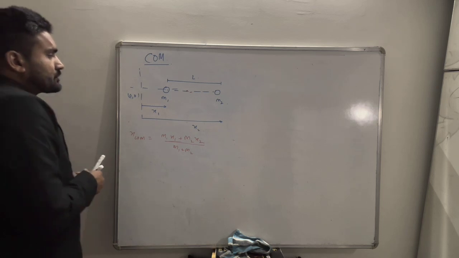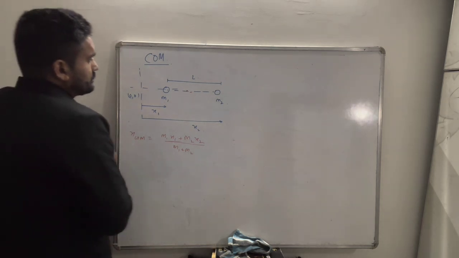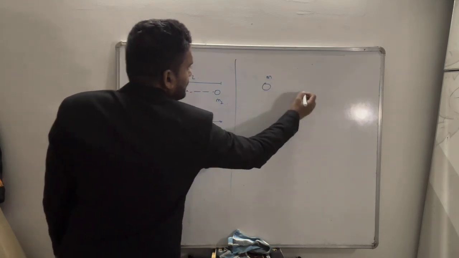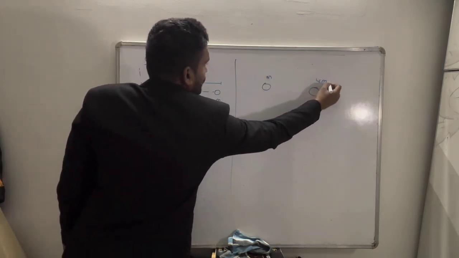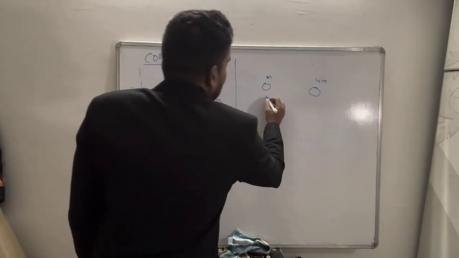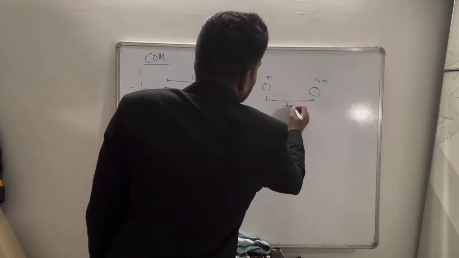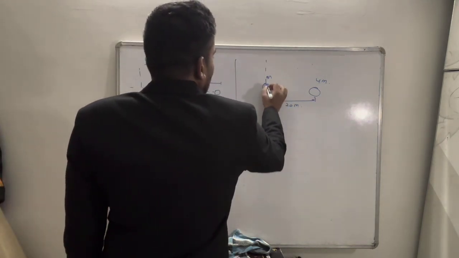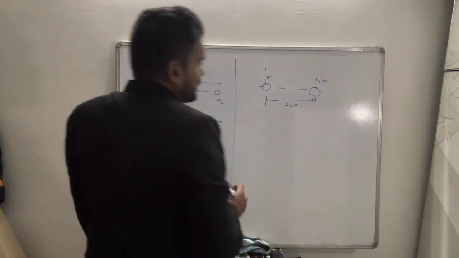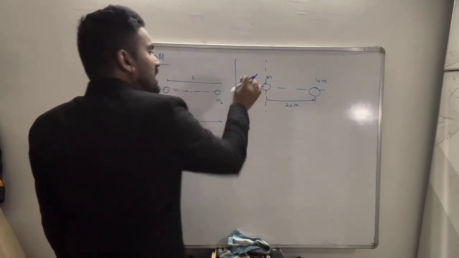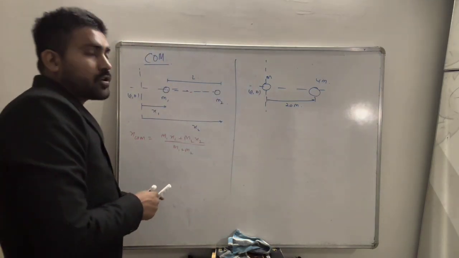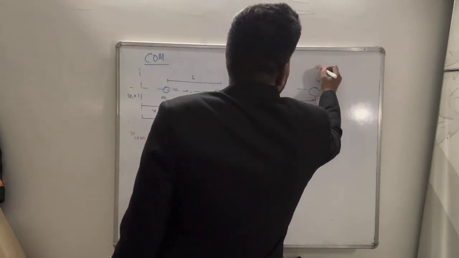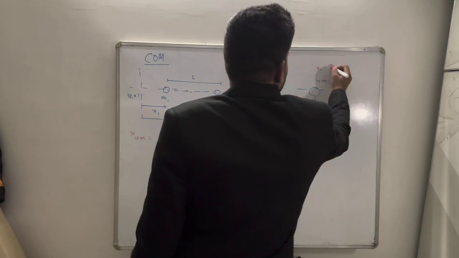Now let us say, for example, we have two masses, one m mass and another 4m mass, and these are kept at a distance of 20 meter, right? We need to find the center of mass. So let's say one mass is kept at the origin. So x1 is 0, and x2 will be equal to 20, right?